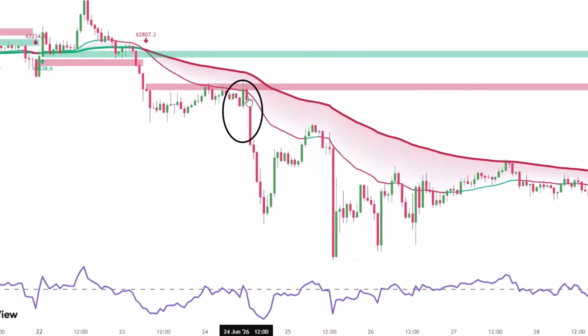As price starts to move away from the dynamic trend level, watch the RSI. A move back below the 50 level confirms that bearish momentum is returning, completing the sell setup. After the confirmation candle closes, the sell setup is complete.